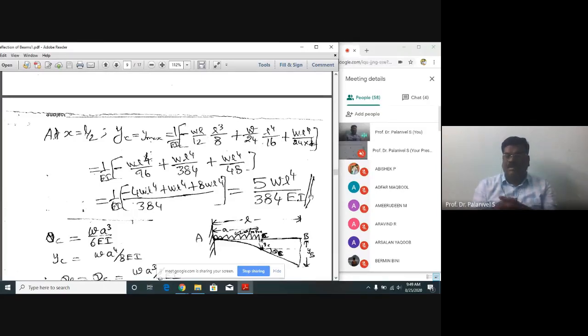The deflection values are frequently used in your course of study, in structural analysis and other structural design, and you should be able to state them immediately. We have a simply supported beam subject to UDL. What is the deflection at the center? Somebody asks you, immediately you have to say 5WL power 4 divided by 384 EI. This you should remember.